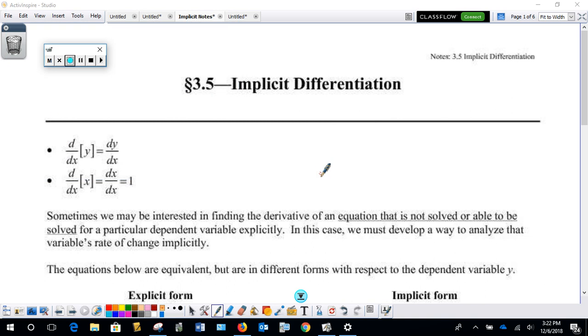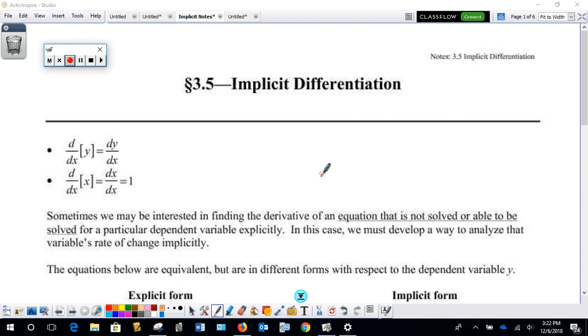Okay, so we're going to do an introduction to the implicit differentiation notes. This set of notes, I'm going to do in three parts. We're going to introduce implicit differentiation, then we're going to do some examples where we are using it, a couple of nuances to how it works, and then we will do some applications of it in the third video.